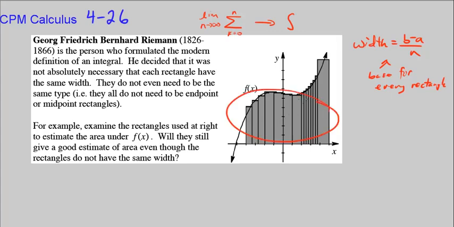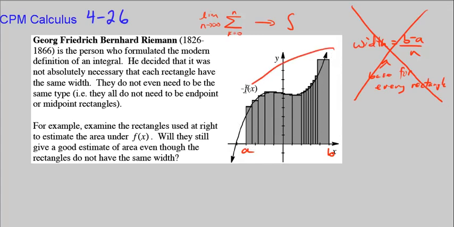So all the widths of the rectangles that we're using to estimate the area under the curve from A to B are different, right? So will they still give a good estimate of the area even though the rectangles do not have the same width? So even though the width does not follow this pattern, the width is different. Will this still give a good estimate of the area under the curve? Look at it and tell me.